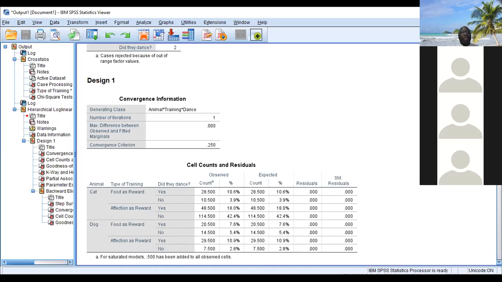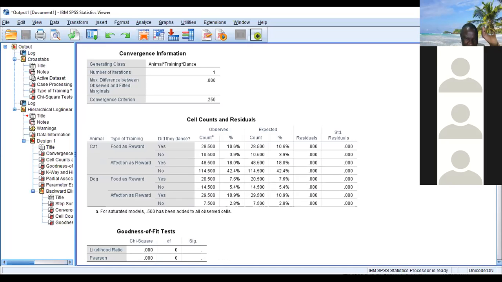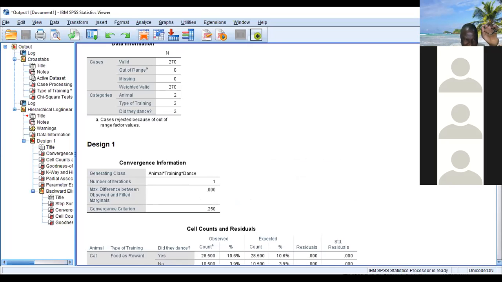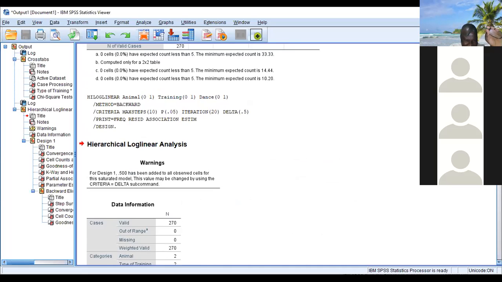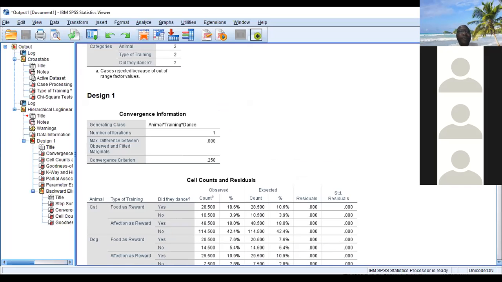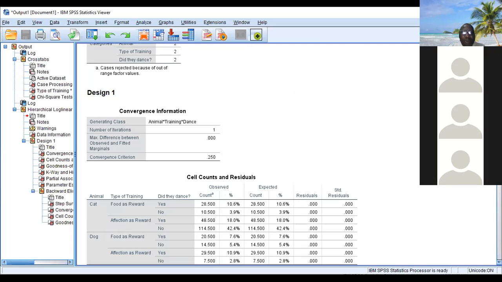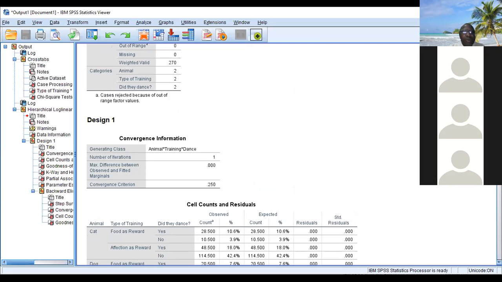So let's see the first table, the way they are coming. Let's look at the table, the way they are coming. I think from here, not from here. Let's see this first table. Convergence. No. Warning.